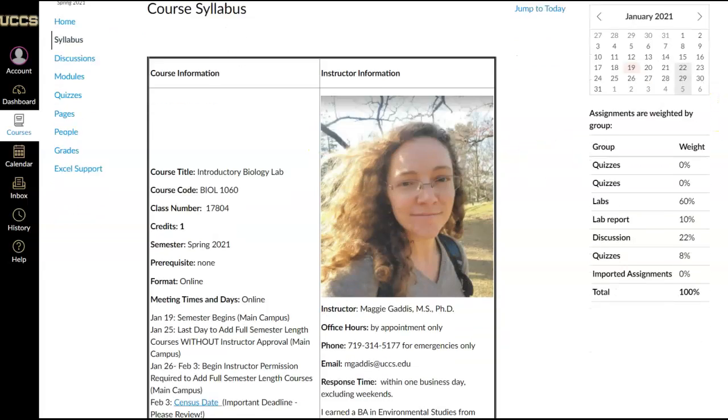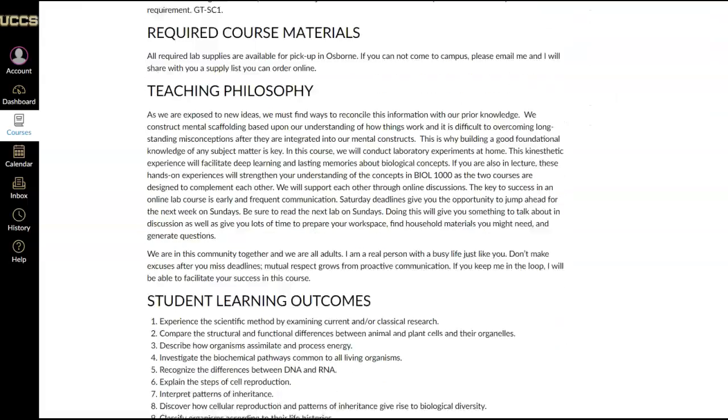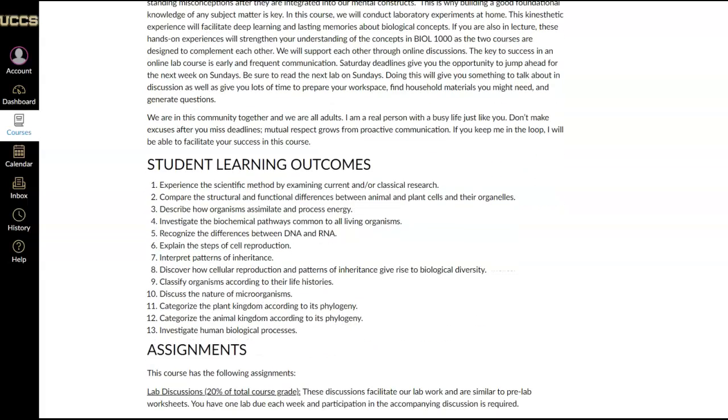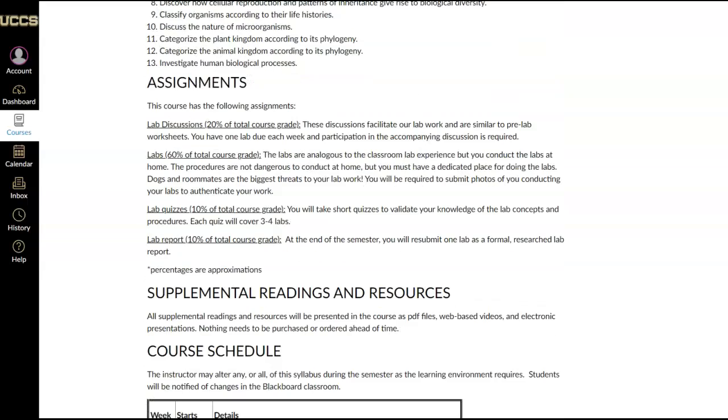So this 1 credit lab goes in conjunction with a 3 credit lecture, which you may or may not be in. You do need to take both classes to graduate if this is your elective science course, but you may have already taken the other one or have plans to take the lecture course in a later semester.